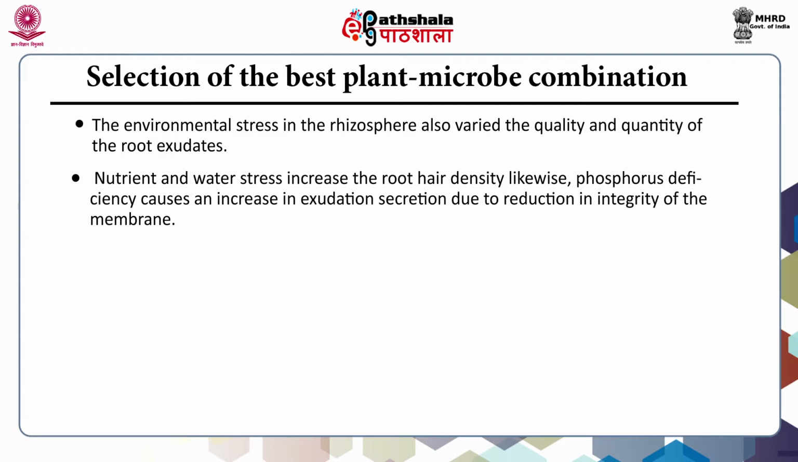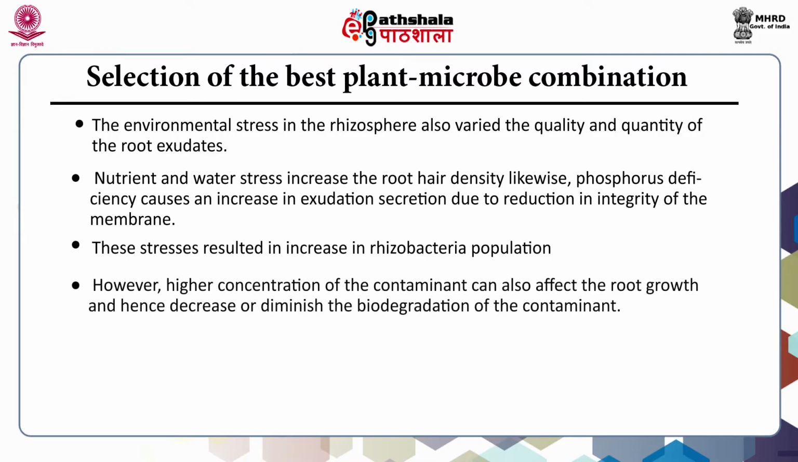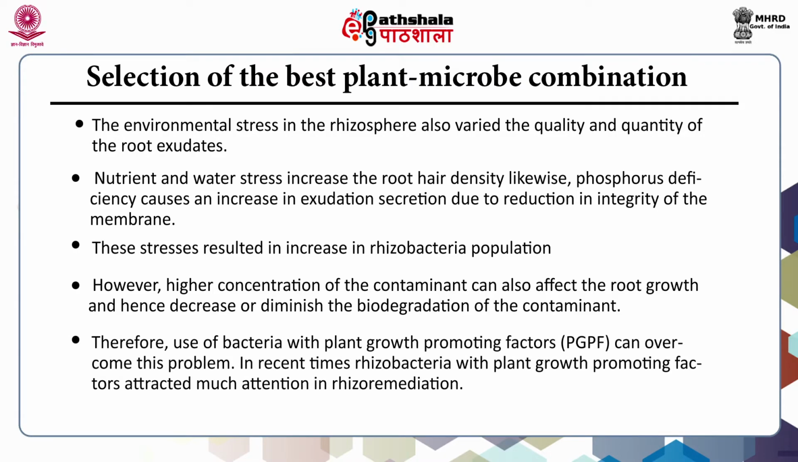Likewise, phosphorus deficiency also increases the exudation secretion and it also affects the integrity of the membrane. These stresses result in an increase in rhizobacteria population. A higher concentration of the contaminant can also affect the root growth and decrease the biodegradation of the contaminant. The use of bacteria with plant growth promoting factors can help in overcoming this problem.